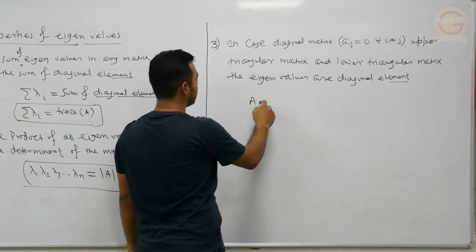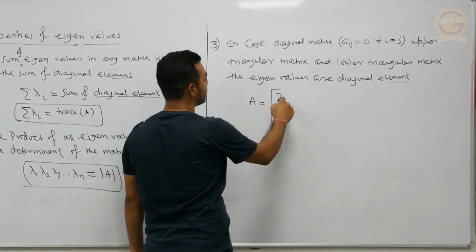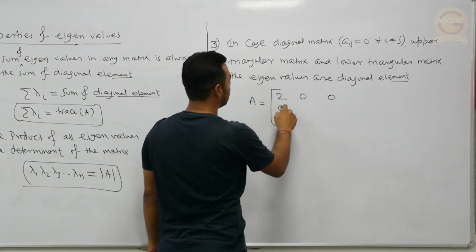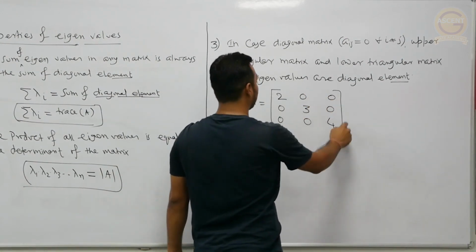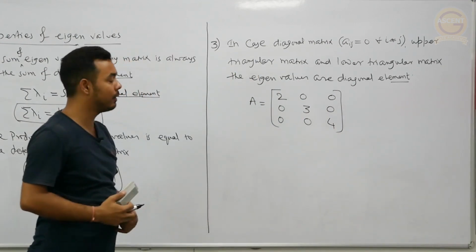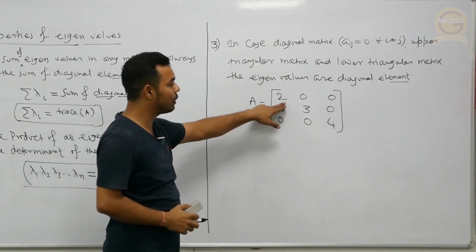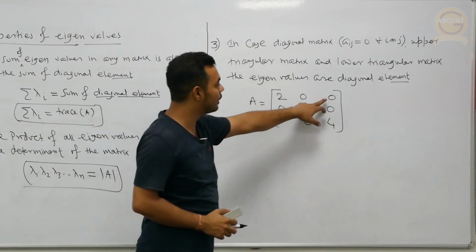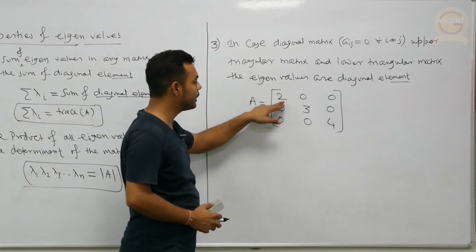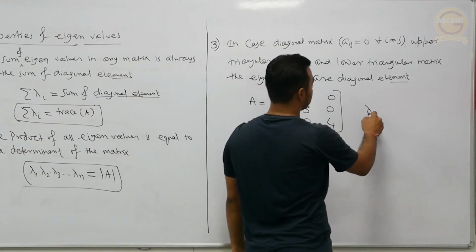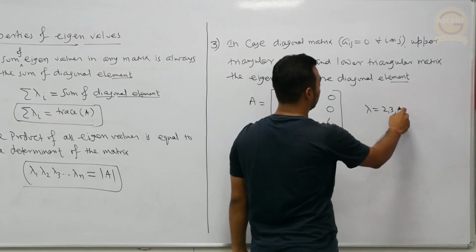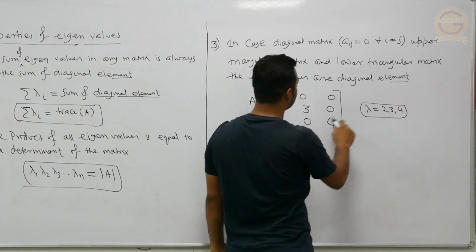So let me give you an example. Suppose I have a matrix, say 2 0 0, 0 3 0, and 0 0 4. If I ask you what the eigenvalues of this matrix are, you can see that this matrix is a diagonal matrix. All the off-diagonal elements are 0 and the diagonal elements are 2, 3 and 4. So here the eigenvalues of this matrix will simply be the diagonal elements 2, 3 and 4. These are the 3 eigenvalues of this matrix.